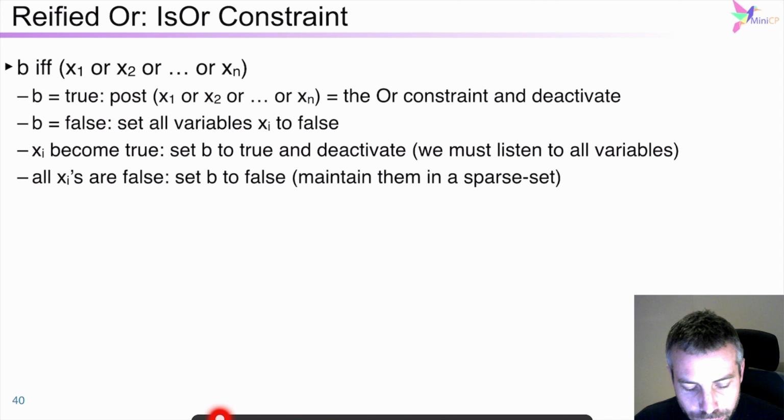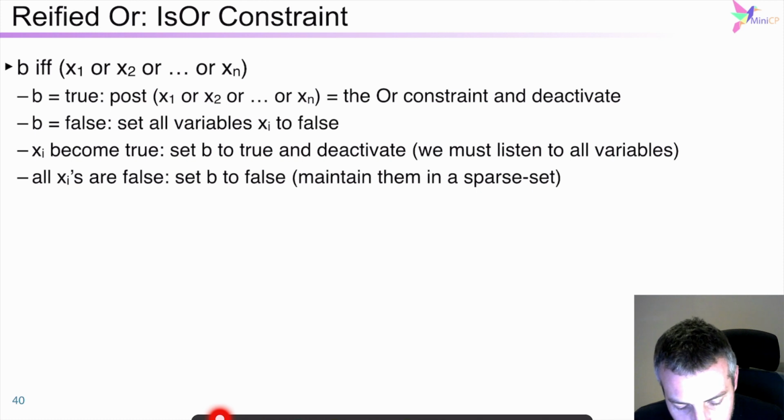How do we implement it in terms of propagator? These will be the filtering rules that we'll use. So, assuming that b is detected to become true, in that case, you can simply post here the disjunction constraint. If b is set to false, it means that none of them can be true, which means that you should set all of them to false. Now, if one of the xi becomes true, then you can set b to true and deactivate the constraint. And when you detect that all the variables there are false, you can also set b to false. This way you have propagated in every possible direction of this is or constraint.